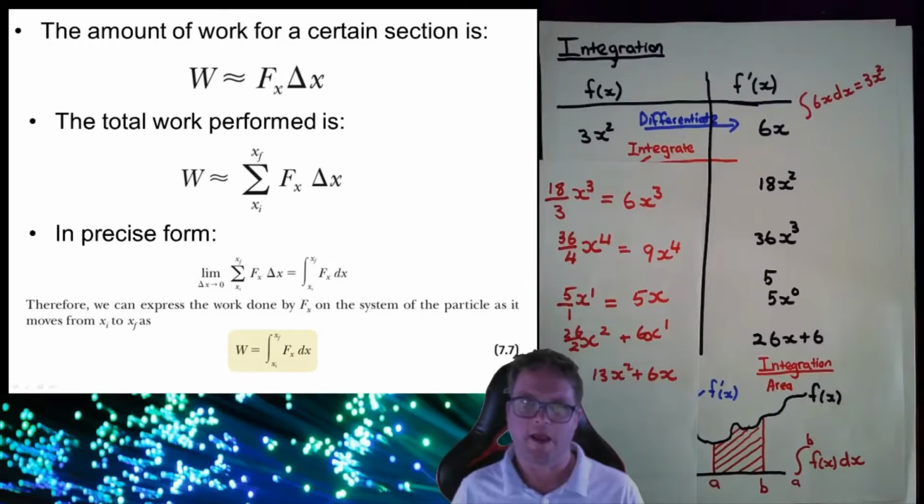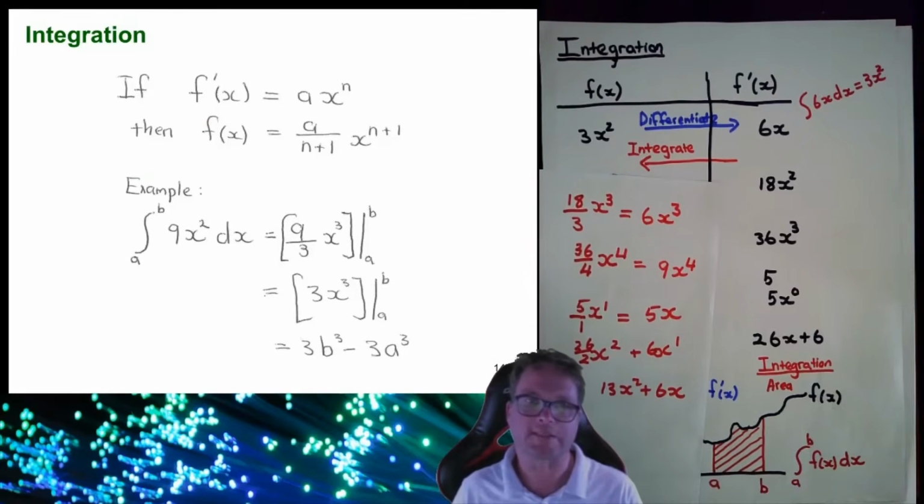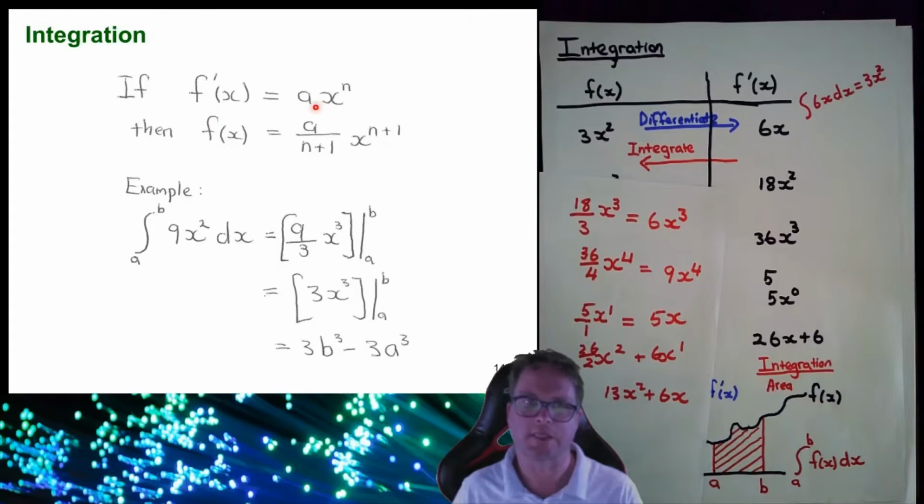So then, in the next slide, we generalize this rule. We give, in this slide, the general mathematical notation. So if we have a function f prime of x, this is the derivative and it's written in this form, a x to the n.